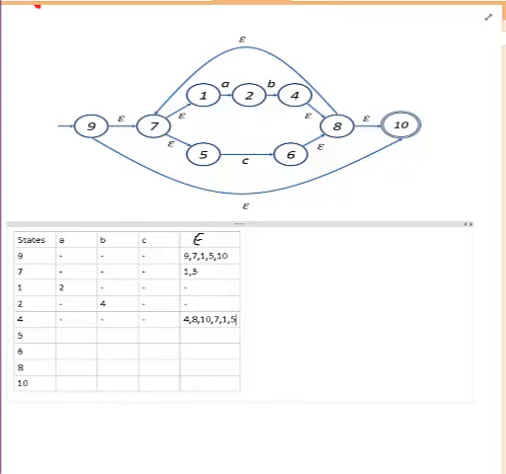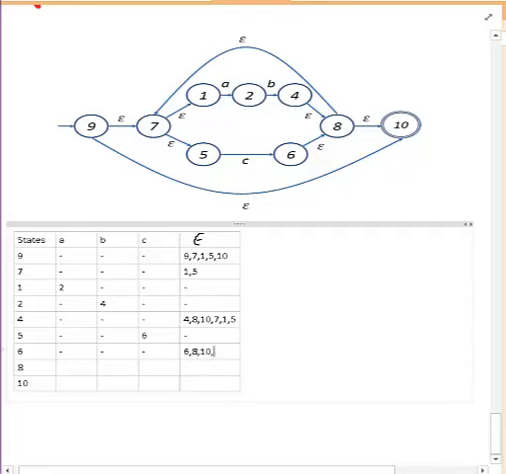Now I will see state 5. State 5 only moves on a C. So on A I go nowhere, on B I go nowhere, and on C I go to state 6 as here. On epsilon I go nowhere, right? Then I have 6 itself. 6 goes nowhere on A, B, and C. There is only an epsilon transition. It goes to 8, that goes to 10, that goes to 7, and 5, and 1. So on 6, firstly we have 6. So this will be the new state for my DFA: 6, 8, 10.